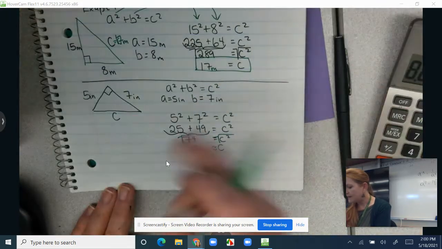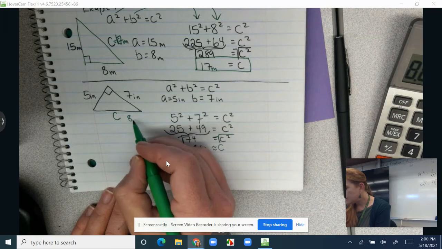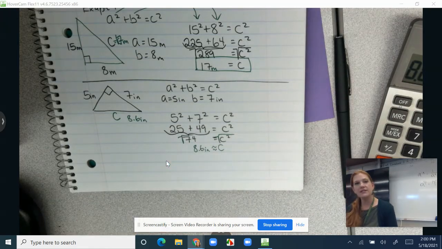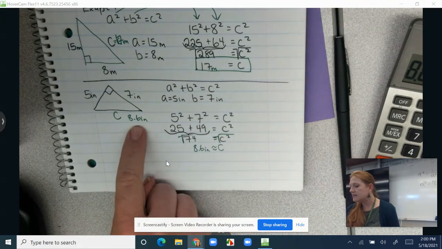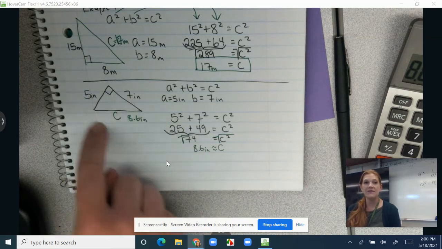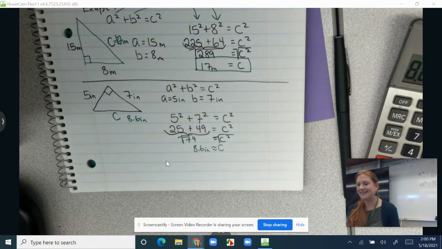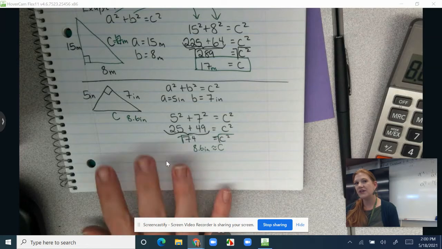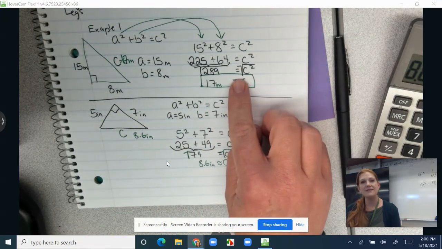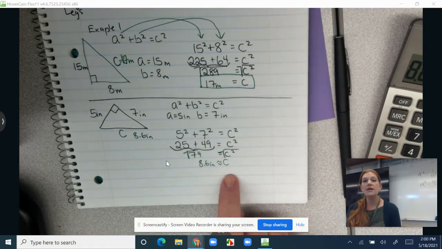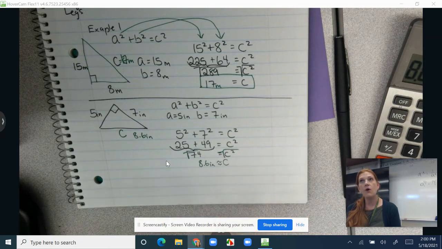And I can go back up and label it here, 8.6 inches. It's always nice to do a double check, like, well, is this the longest of all three sides? And if it is, then you probably did something right at least. But this is the final answer here. You're going to get some answers that are nice answers and some that don't look so great. But nonetheless, for our purposes on tests and quizzes, round to the nearest tenth.